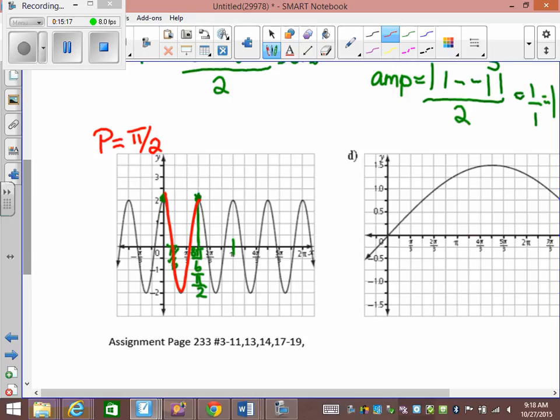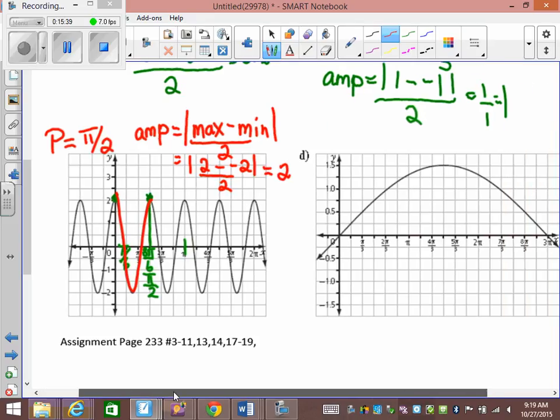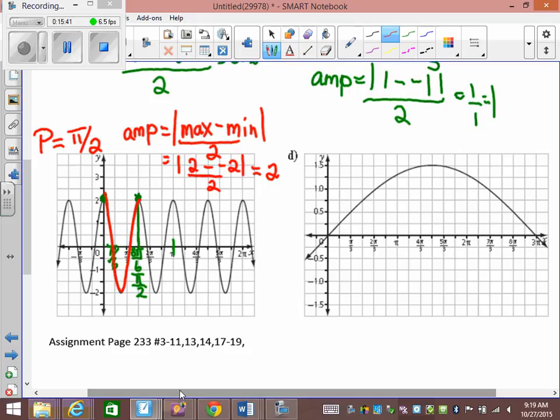And then my amplitude is the absolute value of my max minus my min, divided by 2. So it's the absolute value of 2 minus negative 2, divided by 2, which is 4 divided by 2, which is 2. And then this one is one of those where I said they're not going to give you the full thing, right?